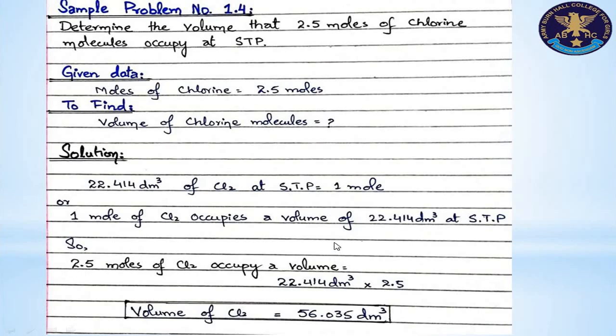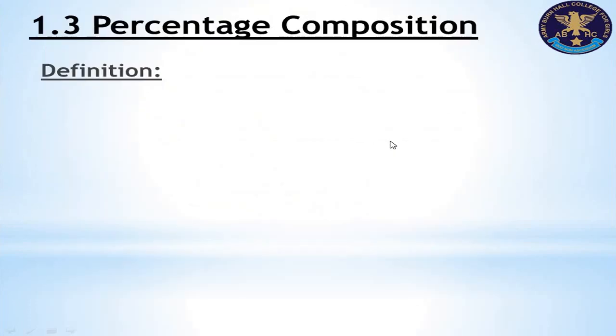Related to this topic, we have self-check exercise 1.3 given in your book. You have to make one correction in your book: they have mentioned that this is self-check exercise 1.2, but this is self-check exercise 1.3. Two numericals are given in this, A and B. You have to solve both these numericals with the help of these different relationships. The next topic we have is percentage composition.